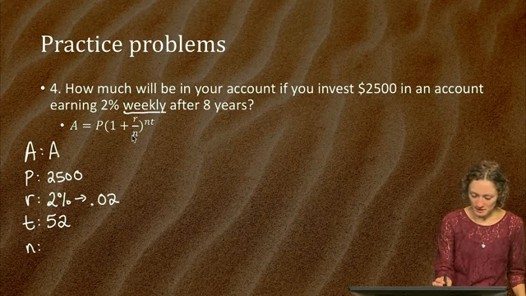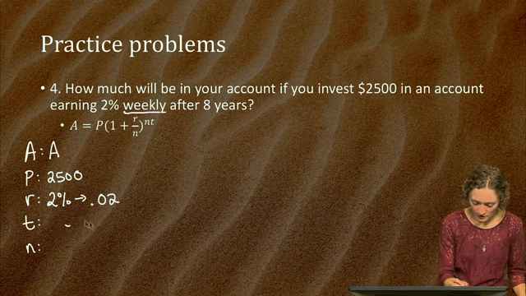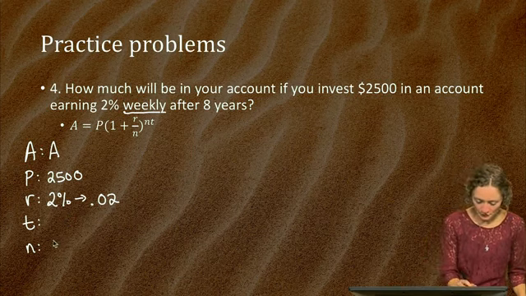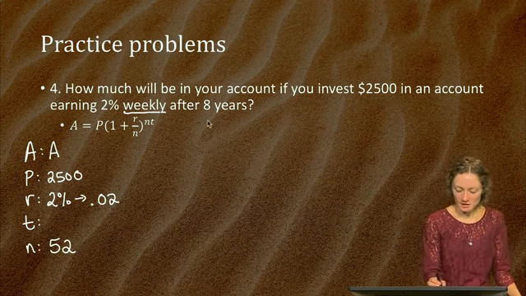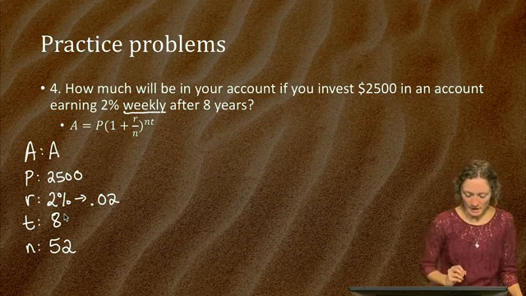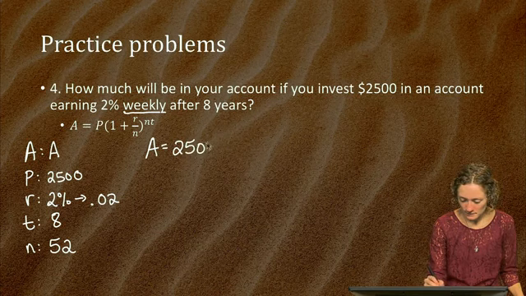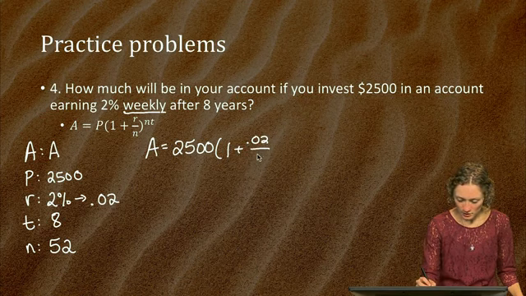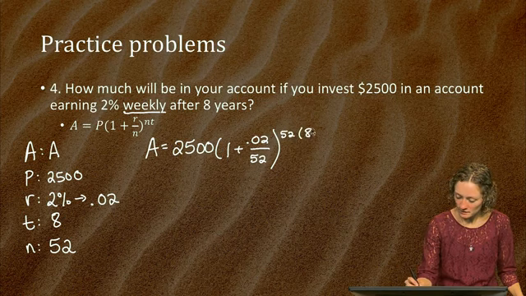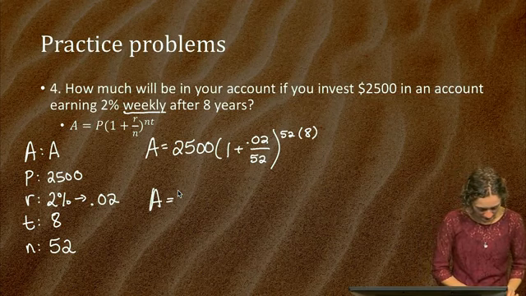Oh, wrong spot. Oops. That's number of years. Still 52, but it's n, the number of times compounded a year. And then t is after 8 years, so the time, 8 years. Okay, plug everything in. Times 1 plus 0.02 over 52. 52 times 8. Plug this into the calculator.